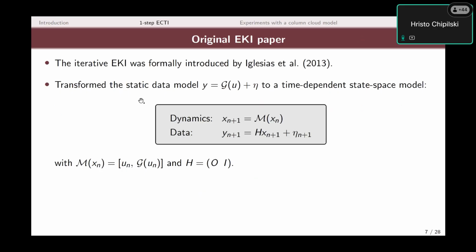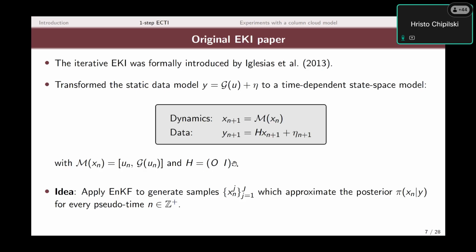So before I talk about the mathematics of these new methods, it is appropriate to also consider the original EKI paper that was formally introduced by Iglesias back in 2013. One of the key contributions of this paper was to turn the static data model into a state space dynamical model, where the dynamical operator is acting on an extended state comprising the parameters u and their image under the nonlinear model G. This is a well-known trick in state estimation, essentially allowing us to represent the observation operator as a trivial linear operator.